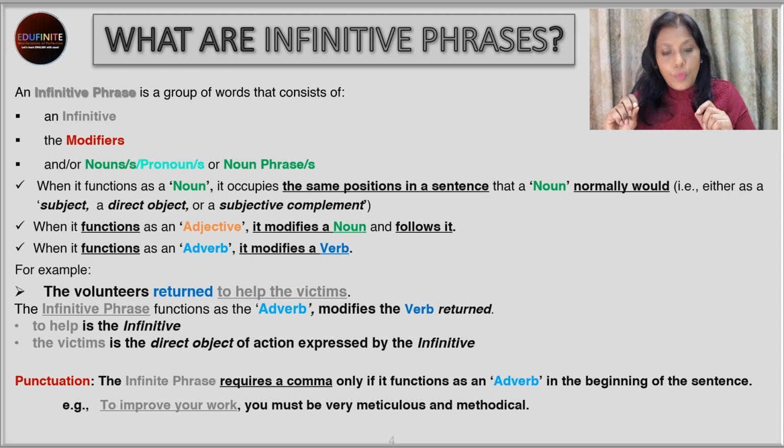To improve your work, you must be very meticulous and methodical. So, to improve your work, you must. So, it's telling us more about the word must. What you must do to improve your work. You must be very meticulous and methodical. So, here, since it's coming before the sentence, for that reason, we have to put a comma. That's how the punctuation works. If it's an adverbial infinitive and if it's preceding the sentence, that means placed before the sentence, then we put a comma, otherwise no punctuation is required.